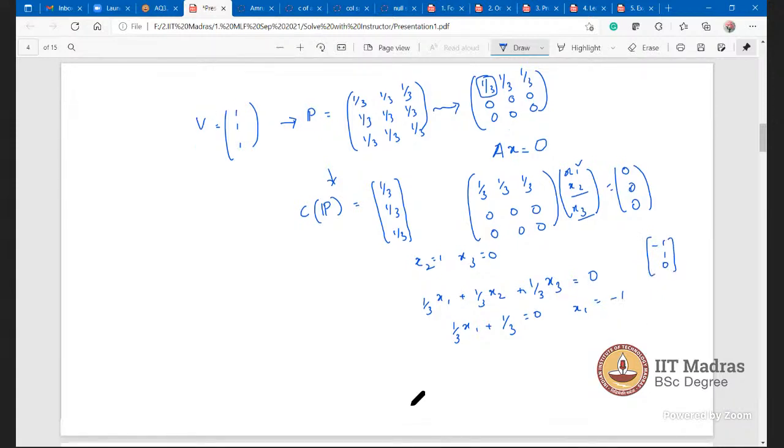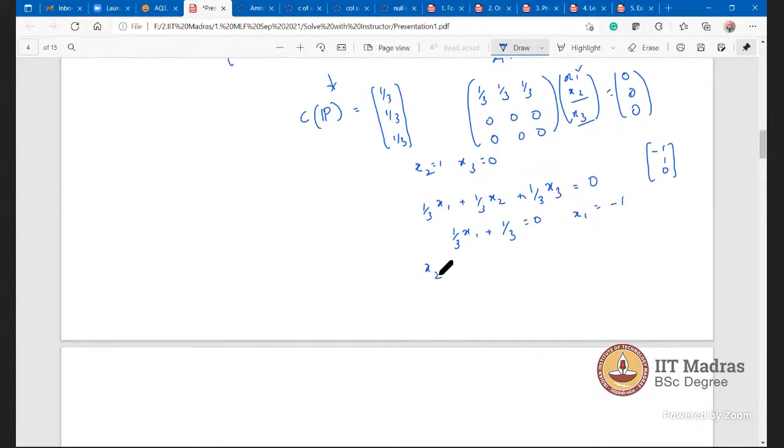Similarly, we take x2 equal to 0 and x3 equal to 1. In this case also, if you substitute into this formula, 1/3 x1 plus 1/3 is equal to 0, so x1 will again be minus 1. So your second vector will be (-1, 0, 1). If you see here, you have two vectors that span your null space. So at that time, you can see the null space is a plane.